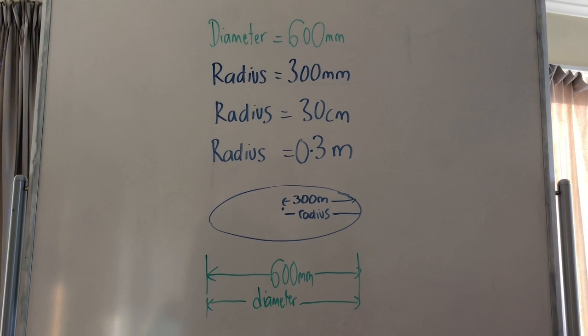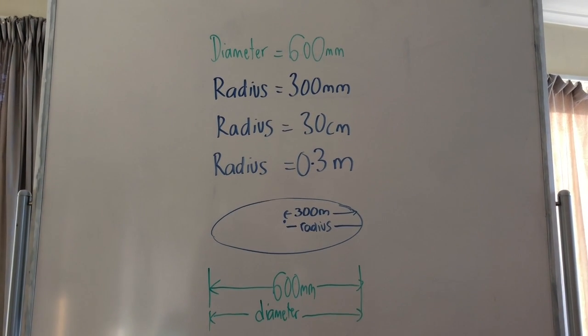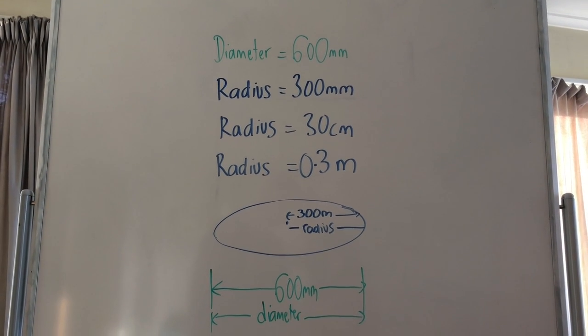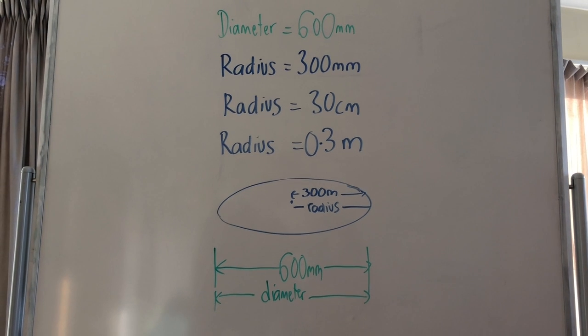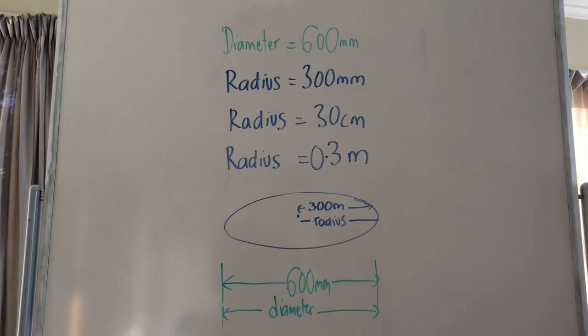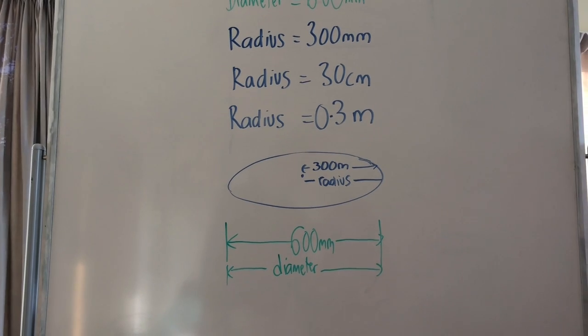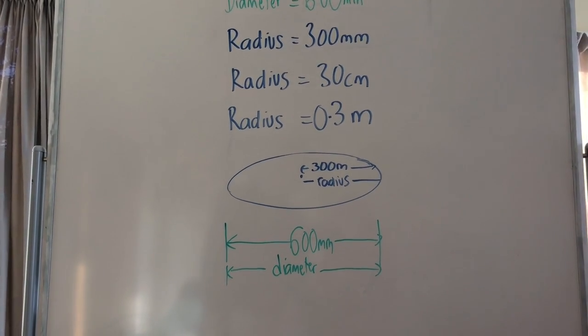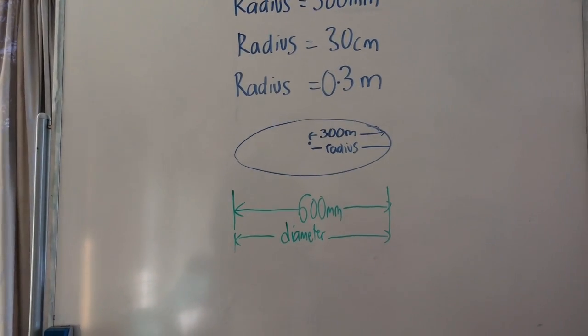Has a diameter of 600 millimeters. The radius is half the diameter, 300 millimeters. The radius is 30 centimeters. The radius is 0.3 of a meter. The diameter is twice the radius.